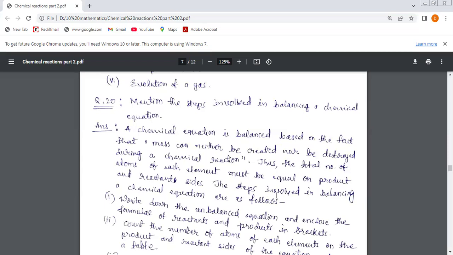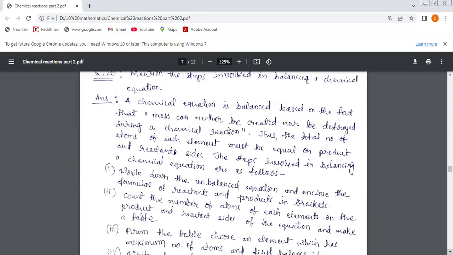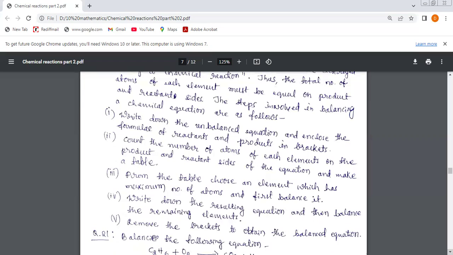The steps involved in balancing a chemical equation are as follows. Write down the unbalanced equation and enclose the formulas of reactants and products in a bracket. So this is the first step. Count the number of atoms of each element on the product and reactant sides of the equation and make a table. Below, I will give an example, then you will understand what this really is.